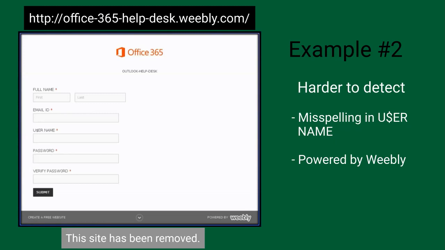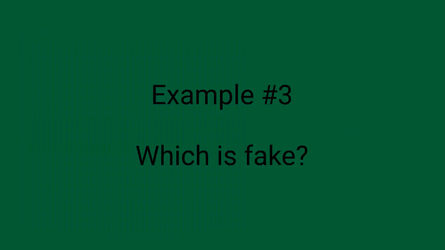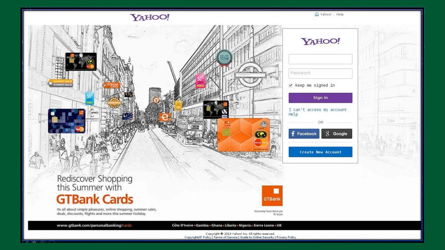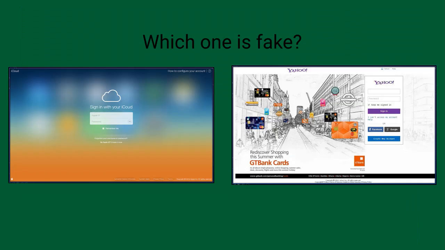Now for a little test. You're going to be shown two different websites. Can you identify the fraudulent website? First, here's a login website for accessing an iCloud account. See anything unusual? Is it legit? Well, what about the website for accessing a Yahoo account? Anything off about this one? Which one do you think is fake?